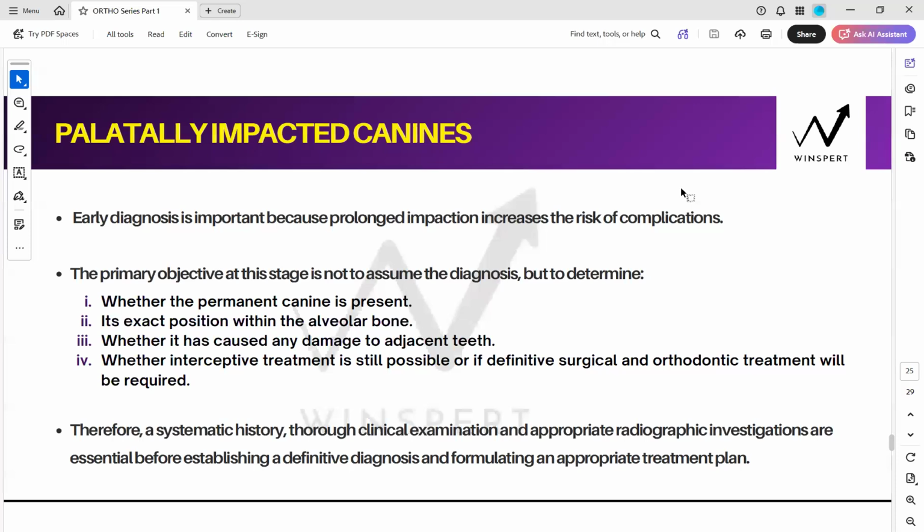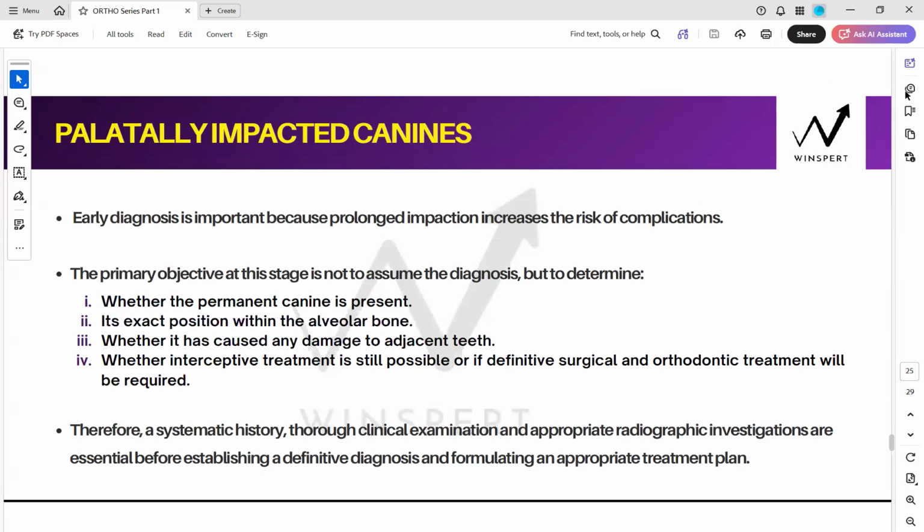So the primary objective would be whether the canine is present or not. Take an X-ray to confirm whether it's present or not. If present, what is the exact position within the alveolar bone? Whether any damage to adjacent teeth has been caused or not. Whether interceptive treatment is still possible or you would now require definitive surgical and orthodontic treatment. Right? Clear for everyone? So this is the most primary objective at this stage of the treatment.